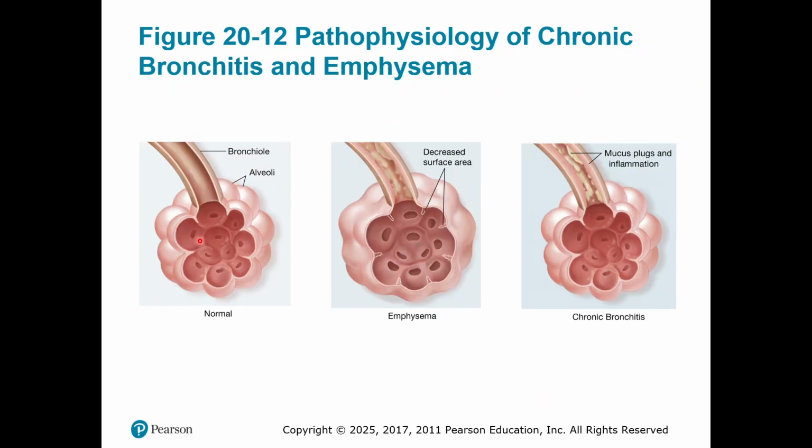So here's a normal alveolus. Here's a patient with emphysema. See, it's decreased surface area, right? For that oxygen exchange. See this mucus plugging up here? All part of the game. All part of emphysema or COPD.